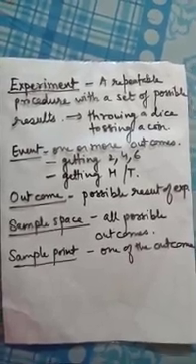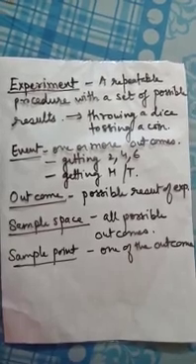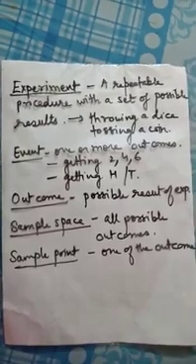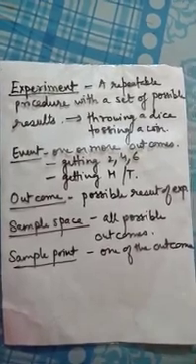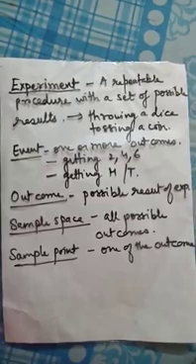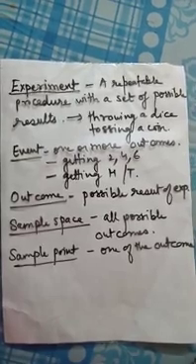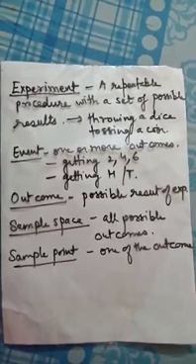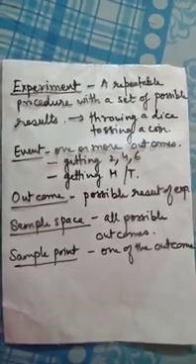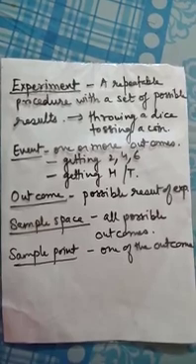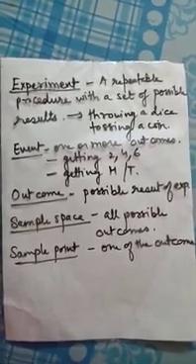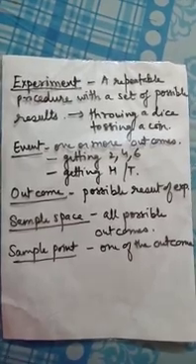The first word which I have taken up is experiment, a repeatable procedure with a set of possible results. So whatever we are trying to do, if we are tossing a coin, if we are throwing a dice, this is called an experiment. Even taking out a card from a pack of cards is also an experiment. Event, one or more outcomes. So if I have to get an even number, or I have to get head or tail, that is an event.